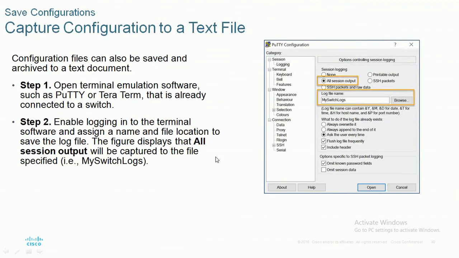How to capture configuration to a text file? I am using Putty software to access the switch, either through console or through Telnet or anything.